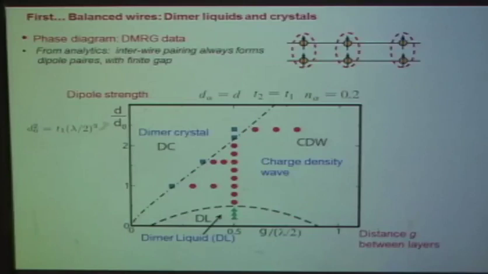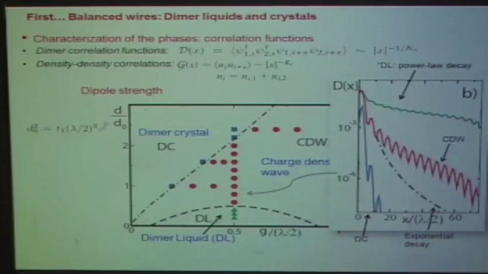So the way in which we decide in what phase we are is we look at the decay of the correlation functions. And as we said, the decay of the correlation function, for example, a dimer correlation function, which is psi dagger, psi dagger, psi psi, basically the correlation in the position of the pairs of particles, is given by the decay of some kappa parameter, as we have said before. And the density correlation decays like the same thing.